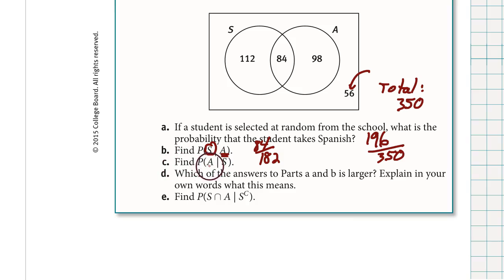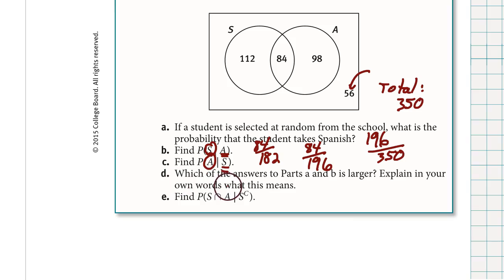Now question C, let's just flip that around. What's the probability of the students in art given they're in Spanish? Well, our denominator is no longer 182, it is the number of students in Spanish. So 112 plus 84, that makes 196. And of those 196 students in Spanish, how many of them are in art? That's the 84.